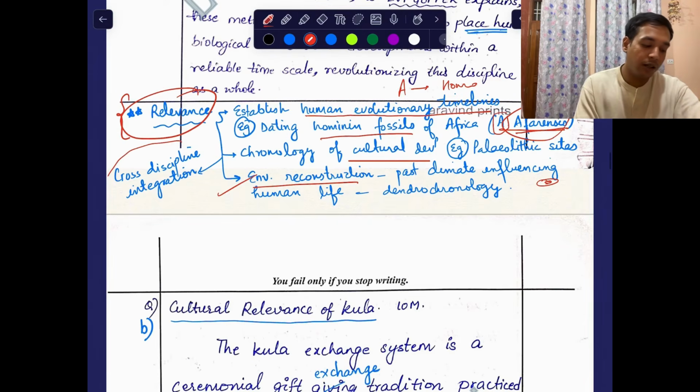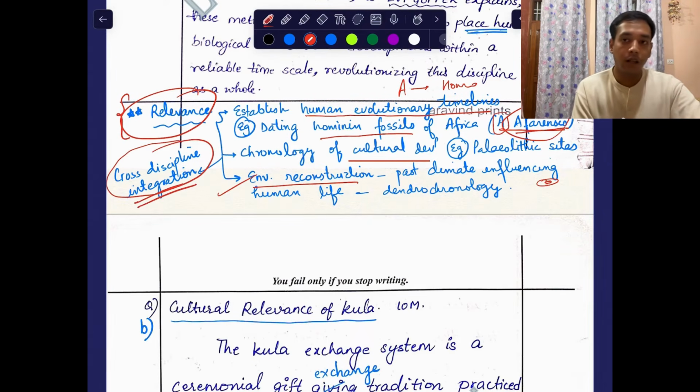फिर क्रॉस डिसिप्लिन इंटीग्रेशन बहुत ज़्यादा होता है ना. क्रॉस डिसिप्लिन इंटीग्रेशन में कैसे होगा, so we are actually doing anthropological studies but we are using the methods of केमिस्ट्री, फिजिक्स, है ना, बायोलॉजी. So these help in cross discipline integration, right.